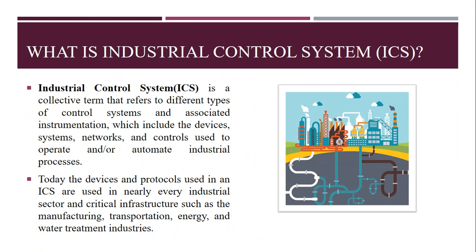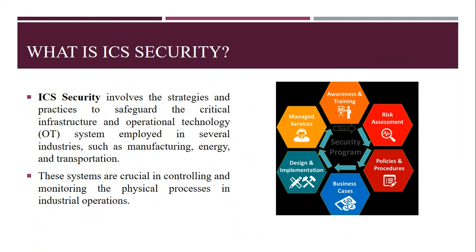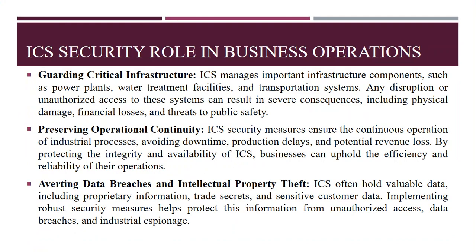Nowadays, industrial control systems are used in nearly every industrial sector, which can be manufacturing, transportation, energy, or any other industrial sector. Industrial control system security deals with different strategies and policies which are used to safeguard our critical infrastructure and our operational technologies from external and internal threats, in any industrial sector like manufacturing or energy. Industrial control system security is used to control or monitor physical or virtual activities in industrial operations.